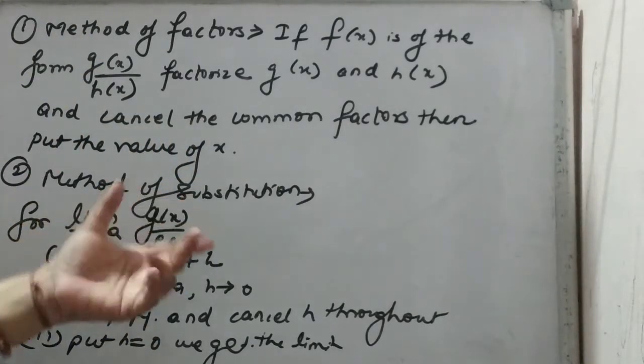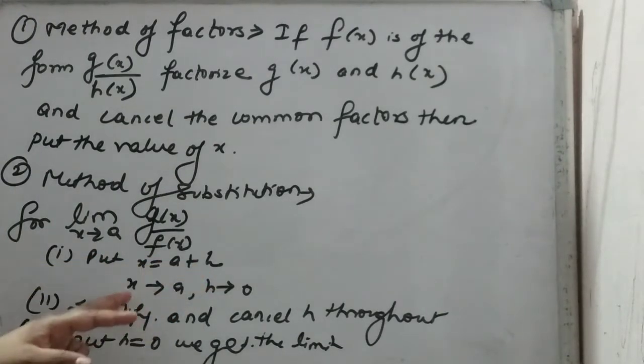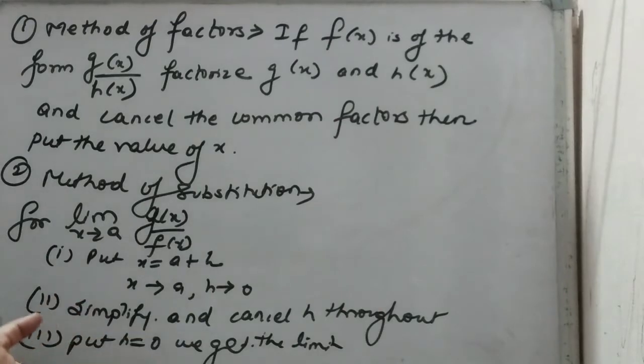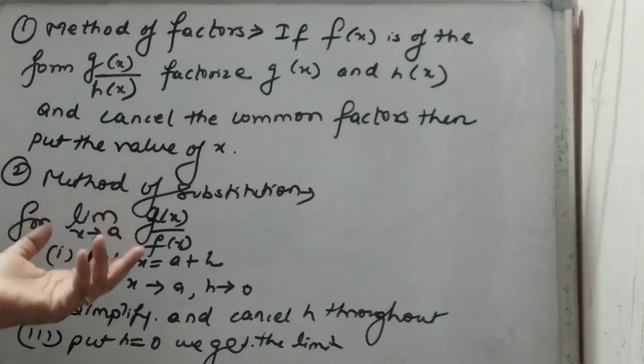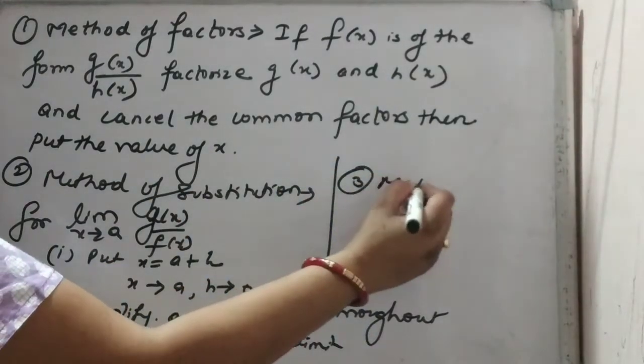When the limit needs substitution, you have to put the x value as a plus h. In a plus h, x tends to a but h tends to 0. Then simplify both the numerator and denominator and cancel this h throughout the solution, and then put h equal to 0, and you will get the required limit. When you solve the questions, children, you will understand. One more method is given, that is the method of rationalization. Here we rationalize the factor that is coming in the square root, then simplify and put the value of x. That is our third method, the method of rationalization.